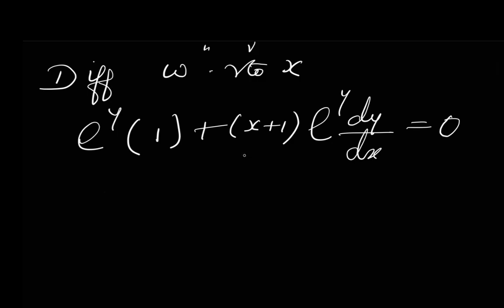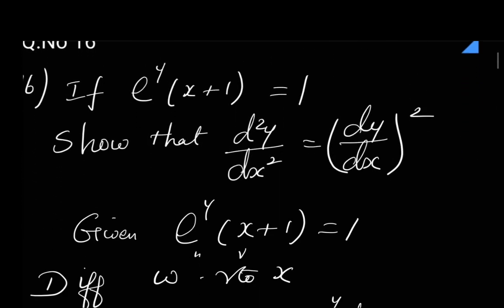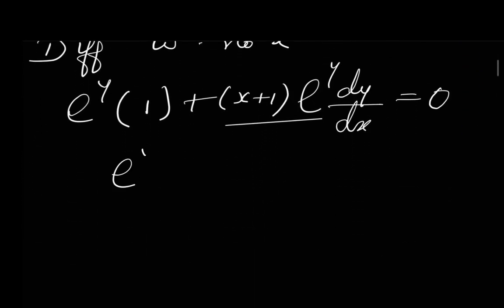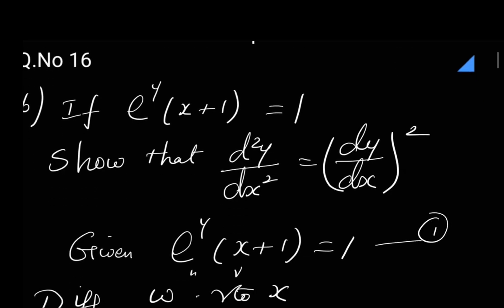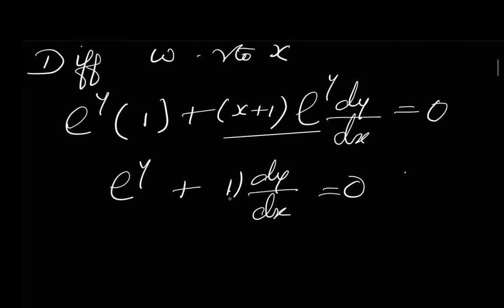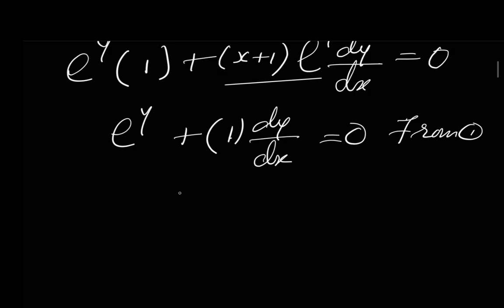See here, this x plus 1 and e power y, this is equal to 1. They gave this as equal to 1 in the problem. So, I replace this with 1 into dy by dx is equal to 0. Just I mark this as 1. So, dy by dx equal to, take this e power y to the right side.